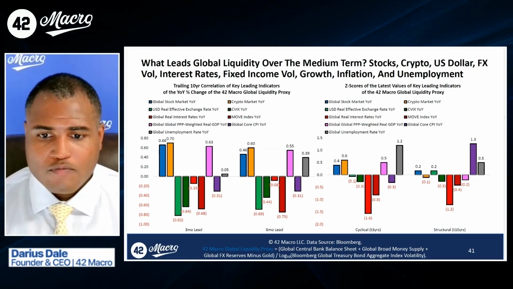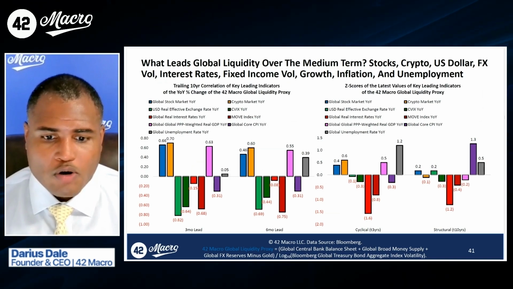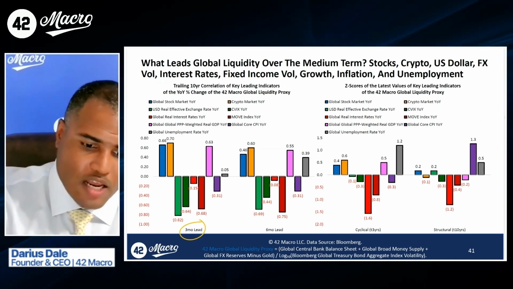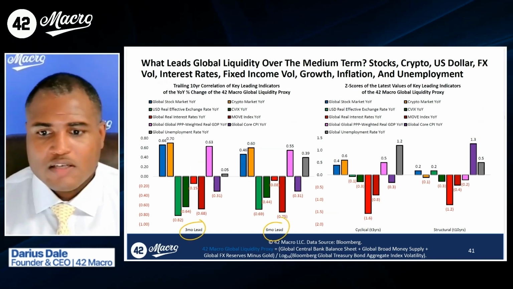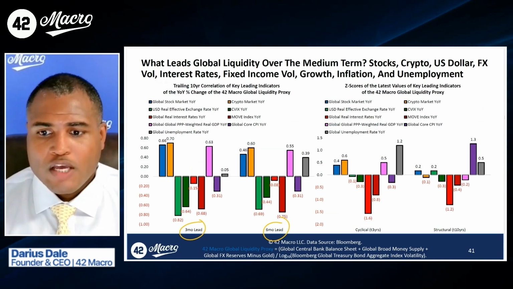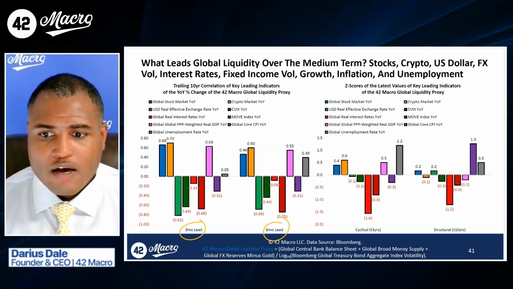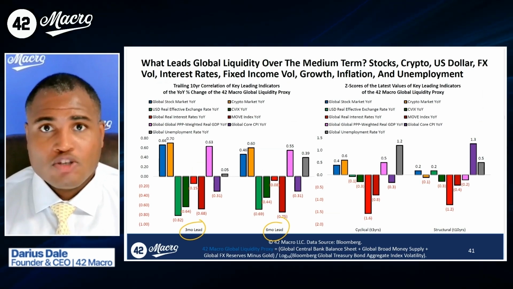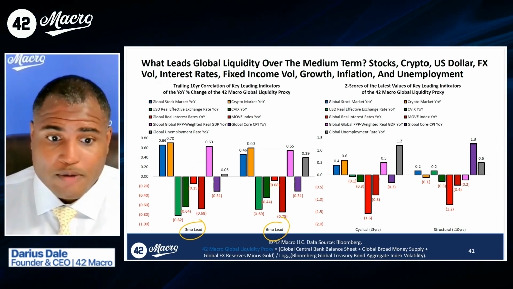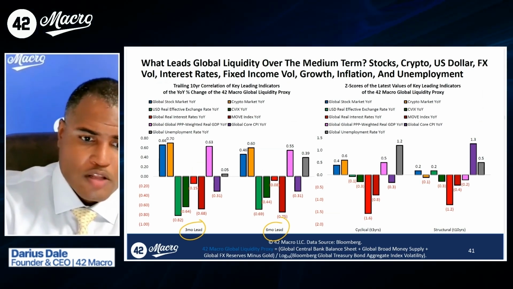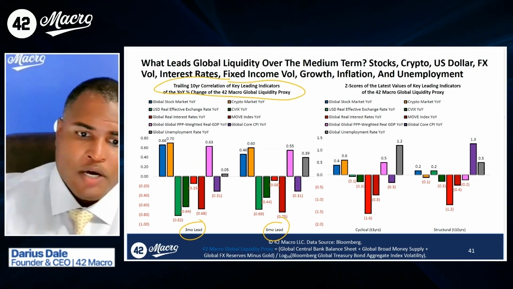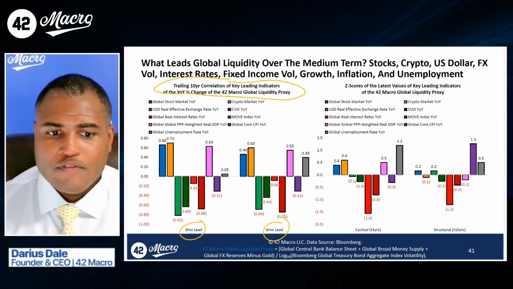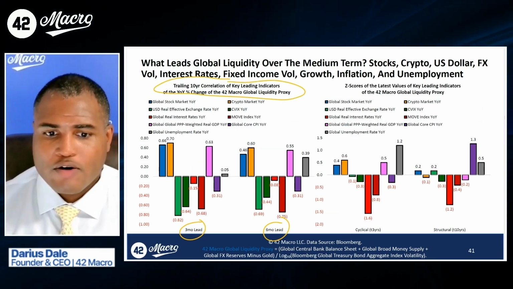So in terms of what we found that best correlates to global liquidity on a 3-month leading basis and on a 6-month leading basis, it's stocks, it's crypto, it's the US dollar, it's currency volatility, it's interest rates, it's fixed income volatility, it's growth, it's inflation, and it's unemployment. And so this chart on the left shows the trailing 10-year correlation of key leading indicators of the year-over-year rate of change of the 42 Macro global liquidity proxy.